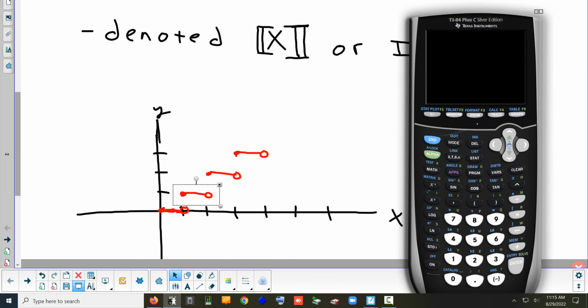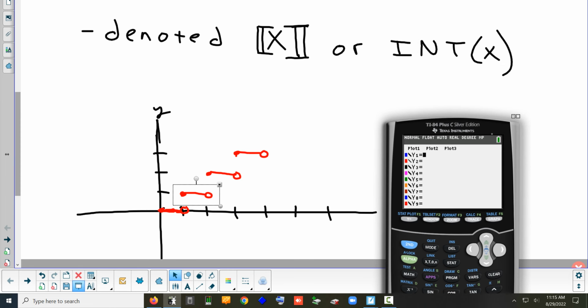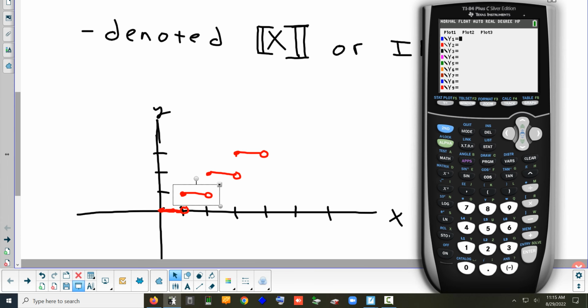And if you want to graph this on the calculator, it can't do the open and the closed circle part of it, which technically is part of the graph, but it can at least do the stairs part. So to graph it, we go to y equals. If you have anything else in there, you can clear it. And the integer function, which is how it's written on the calculator, is under math. So you press math.